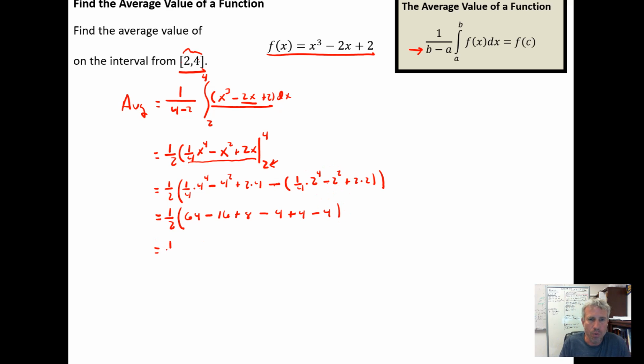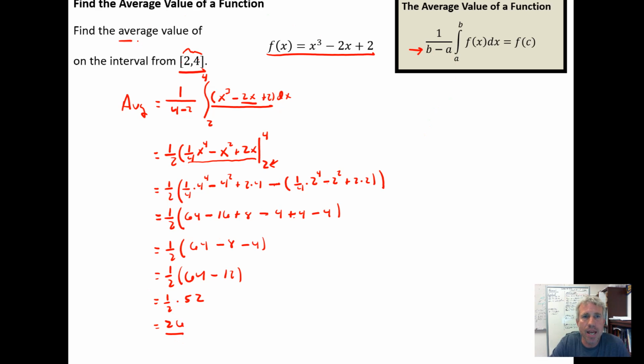And then this is going to equal 1/2 of, and then we just start simplifying things as much as we can. So I'm going to have the 64, and this is going to be minus 16 plus 8 is minus 8. Minus 4 plus 4 is 0, so this will be minus a 4 here. So this is a half of 64 minus 12, which is a half of 52, and then a half of 52 is going to be 26. So there's the average value of the function.